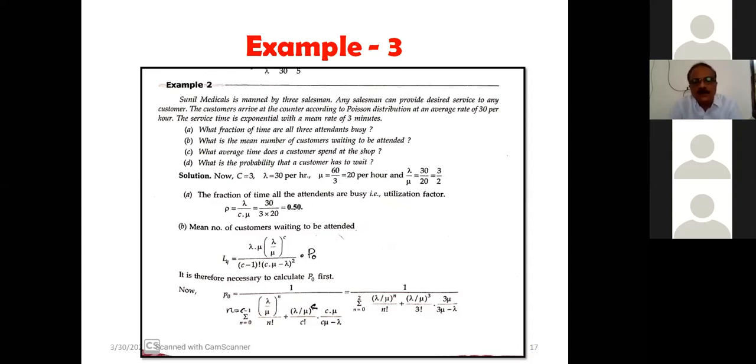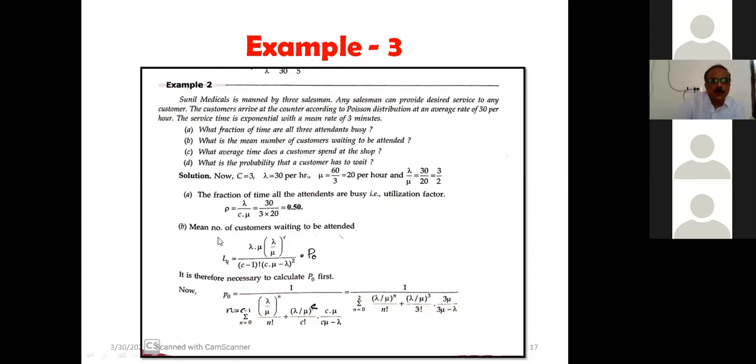That means we are finding the utilization factor of the system. And when we say utilization factor, that means it is the traffic intensity. Traffic intensity is rho, which is lambda upon C into mu for multiple server models. Just substitute the value of lambda, that is 30, mu is 20, and C is equal to 3. So you'll get the traffic intensity, the utilization factor.